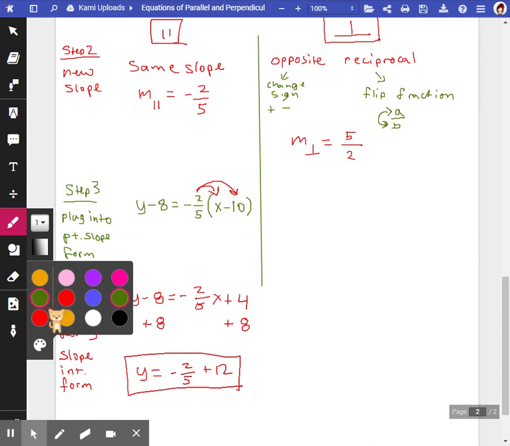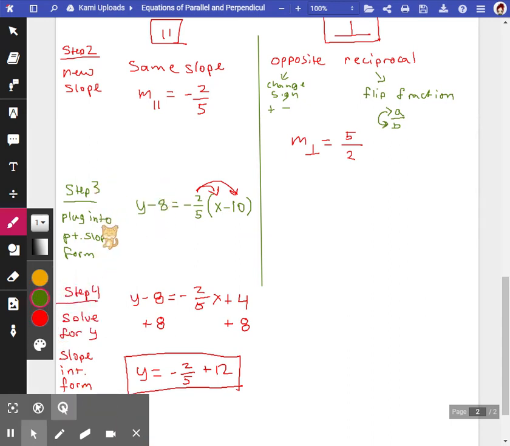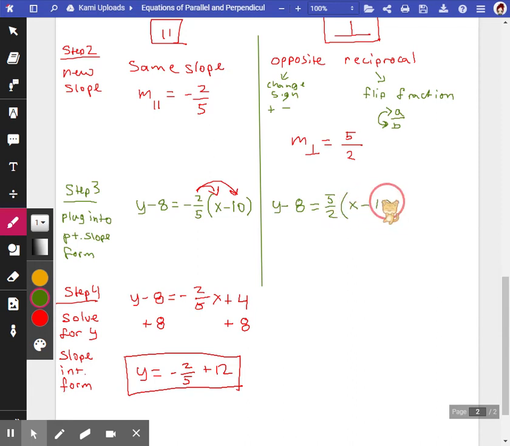Now for the perpendicular line, we're going to do the same thing. We go back to step 3, we plug it into the equation. So it's going to look very similar, y minus 8, because we're going through the same point, but we got a different slope this time: equals 5/2 times the quantity x minus 10.